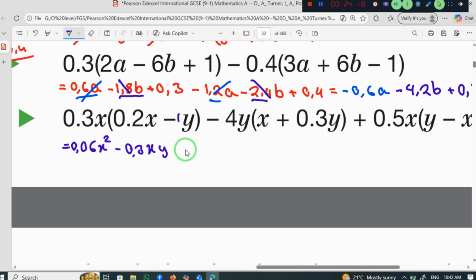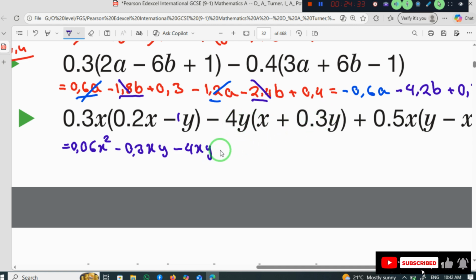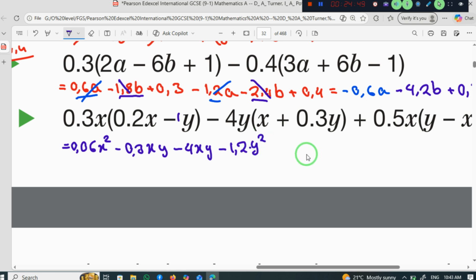Negative multiplied by positive, negative. 4y multiplied by x becomes 4xy. It's better to write xy instead of yx. And we come to the second term. 4 multiplied by 3 becomes 12, negative multiplied by positive, negative. 4 times 3 is 12. We separate one decimal place because here we have one decimal place. y multiplied by y gives us y squared. We write here y squared.